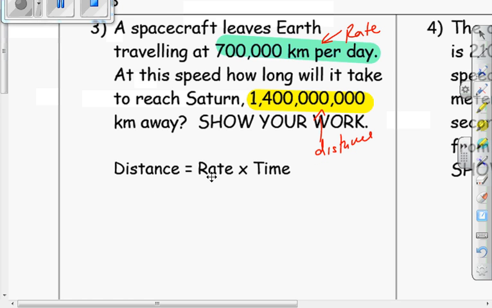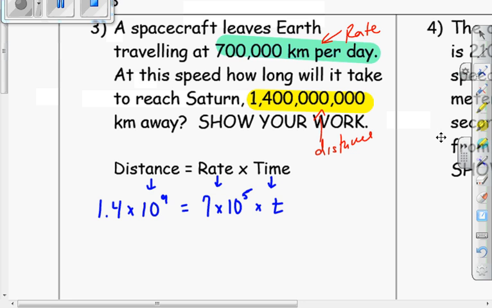So in class today, we learned about the distance formula. That's distance equals rate times time. What we'll do is abbreviate each of these numbers and replace them in the formula. So the rate, 700,000, would be 7 times 10 to the 5th power. The distance would be 1.4 times 10 to the 9th power. And then we'd be solving for t, time.